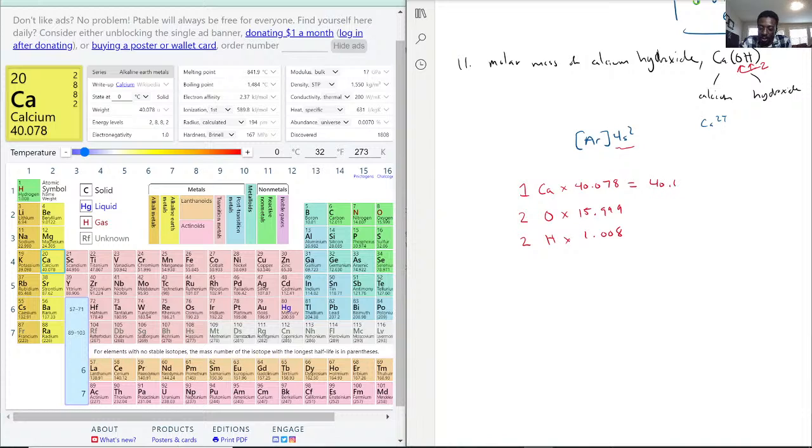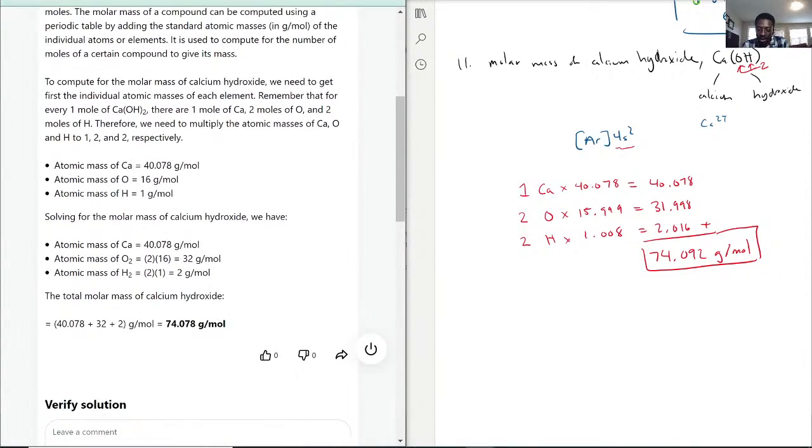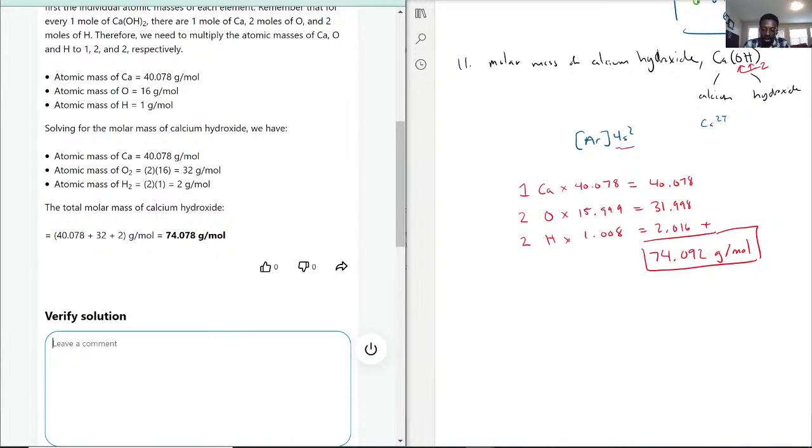Okay, so now we have 40.078, and then we have 15.999 times 2, so that's 31.998, and then 1.008 times 2 is 2.016. Then we add it together, 40.078 plus 31.998 plus 2.016 gives 74.092 grams per mole as the molar mass of calcium hydroxide. So definitely a lot heavier than the sodium hydroxide. They had 40.078 and they used 16 and 1, hence why their number is slightly different from ours. If we wanted to round it based on the lowest significant digits, it would be 74.09. But yes, this is correct.